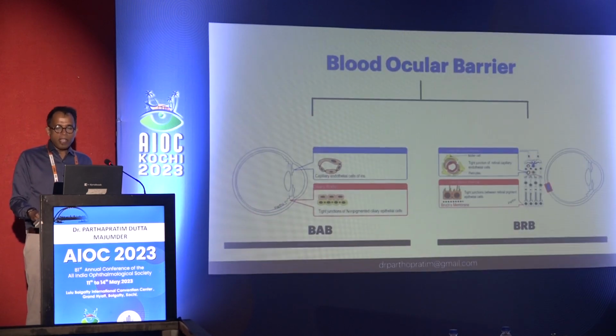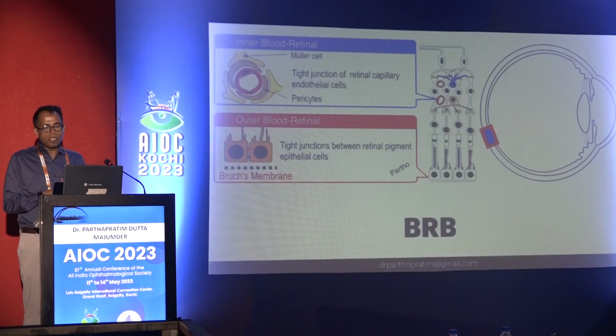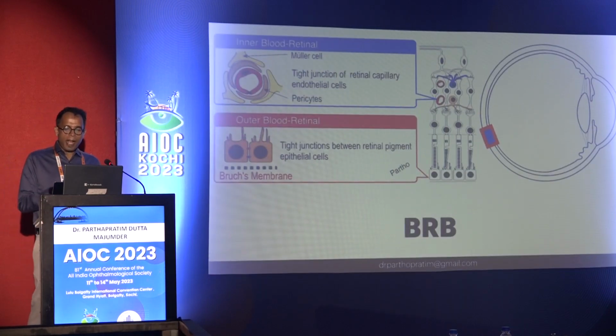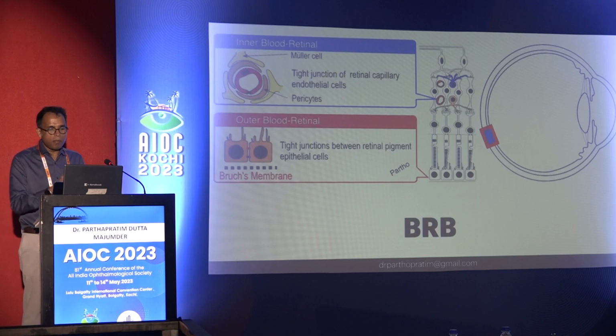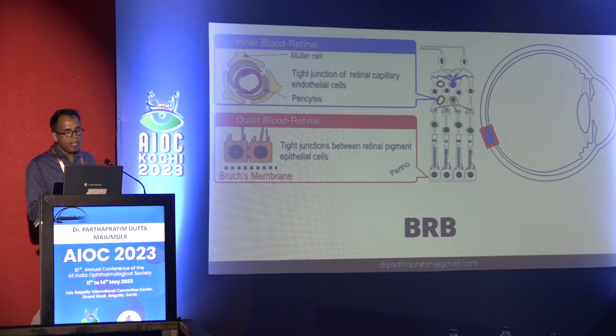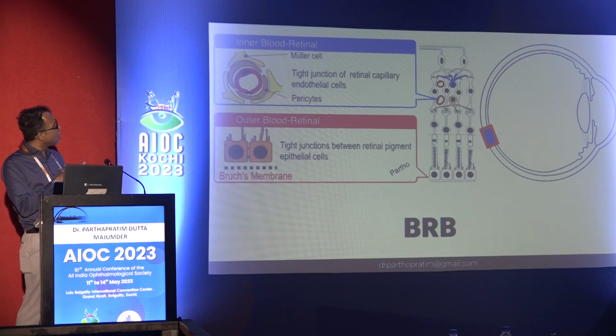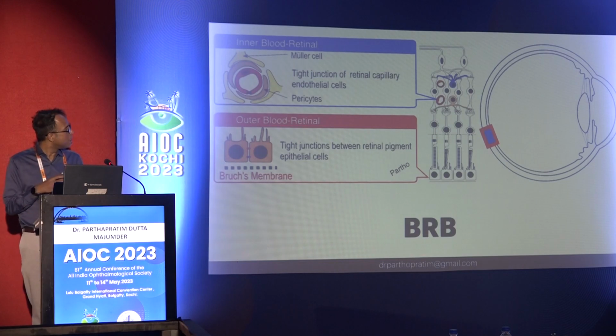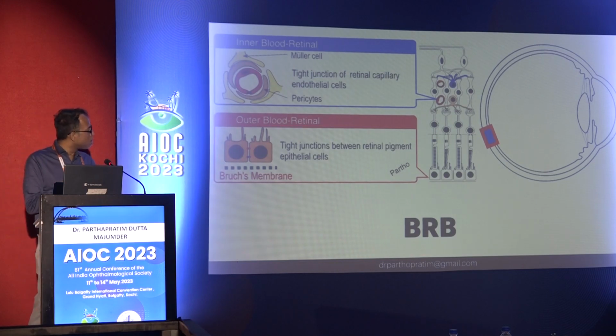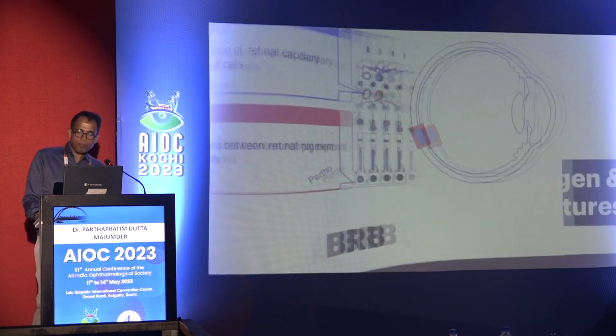Whereas the blood retinal barrier regulates the fluid and molecular movement, and it is formed by the inner blood retinal barrier and the outer blood retinal barrier. The inner blood retinal barrier is formed by the tight junctions of the retinal capillary endothelial cells, and the outer barrier is formed by the tight junctions between the retinal pigment epithelial cells.